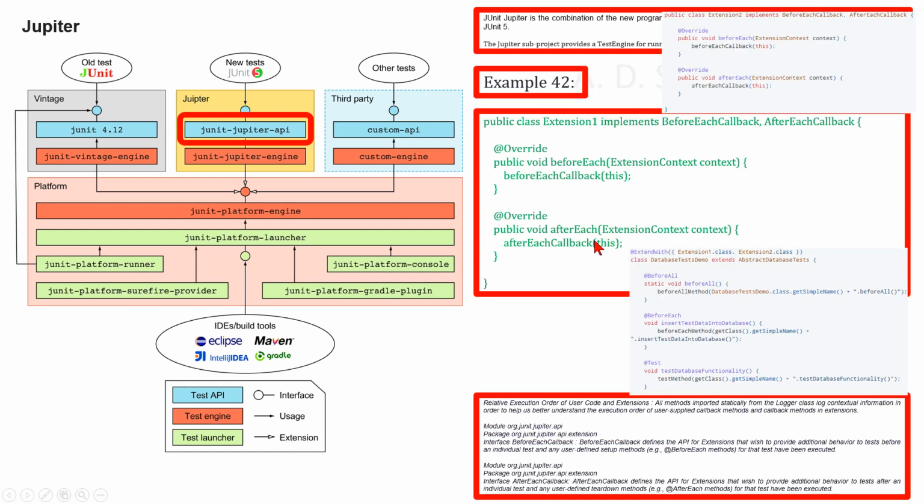Now we are considering the relative execution order of user code and extensions. Here, the wrapping behavior of callbacks. All methods imported statically from a Logger class log contextual information in order to help us better understand the execution order of the user-applied callbacks and callback methods in extensions.